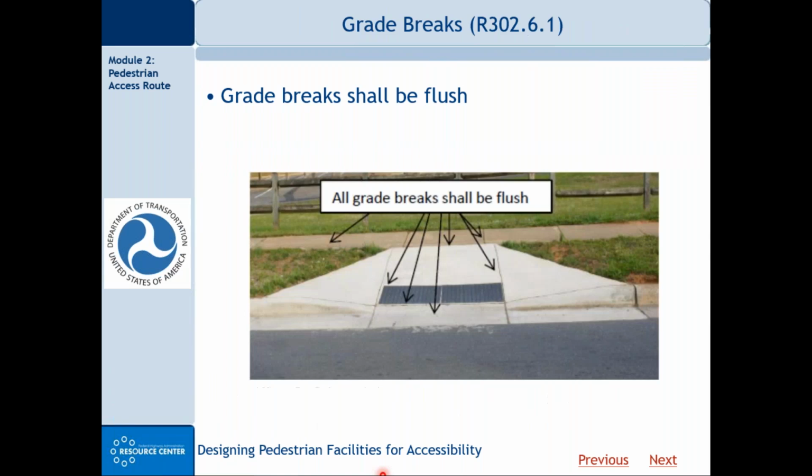Grade breaks. PROWAG requires grade breaks shall be flush, and notice at this curb ramp, there's a lot of different grade breaks. They all need to be flush.